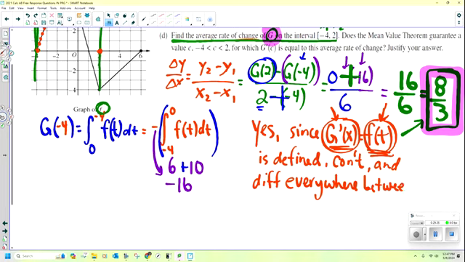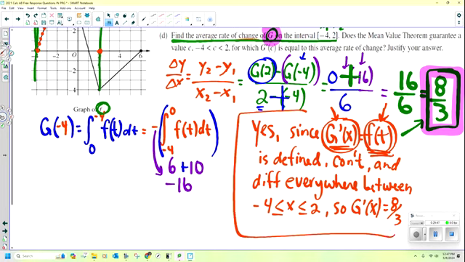Between -4 inclusive and 2. So G prime of X would have to equal 8/3 somewhere. I mean, they're not asking you to find the C value where the derivative is actually equal to 8/3. There you go. Take a picture of that.